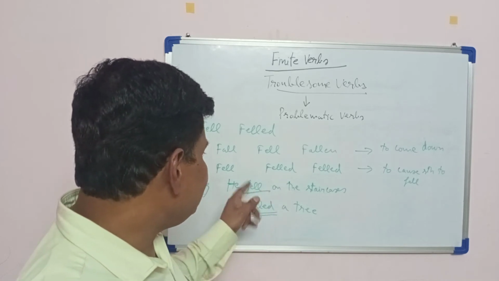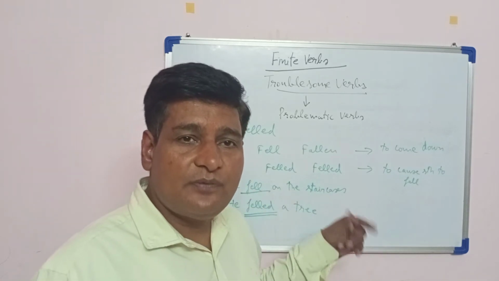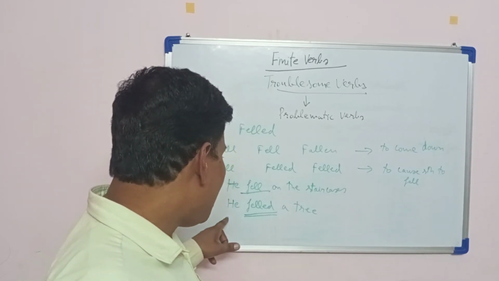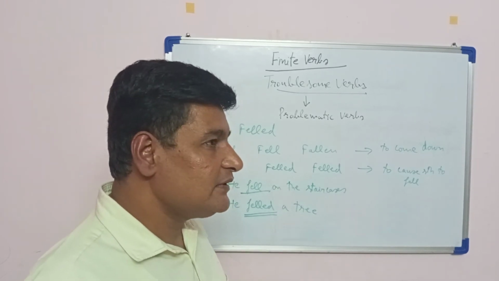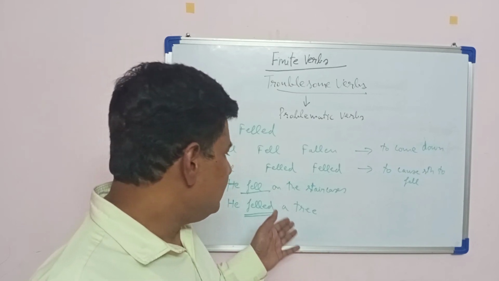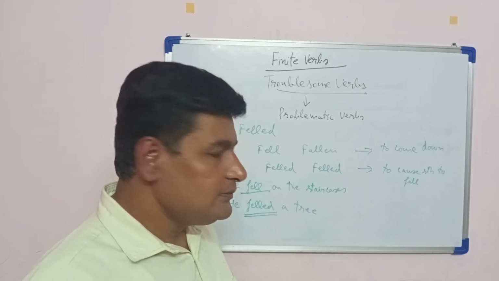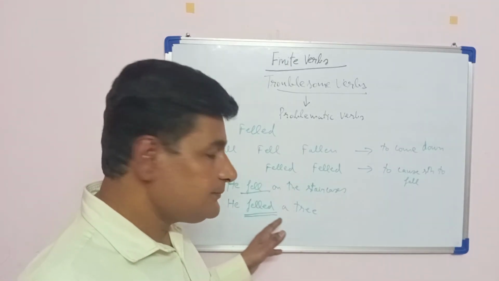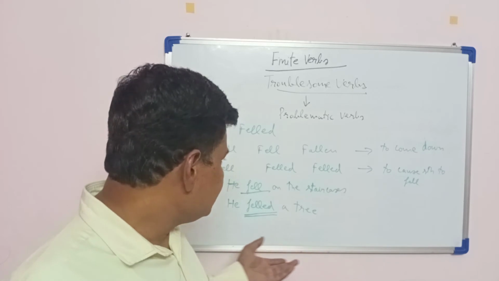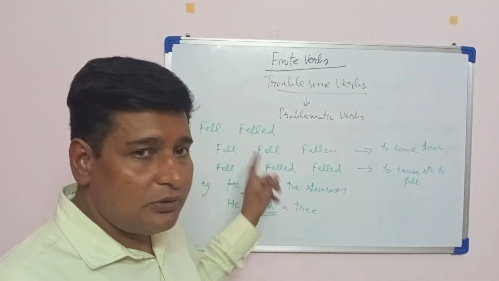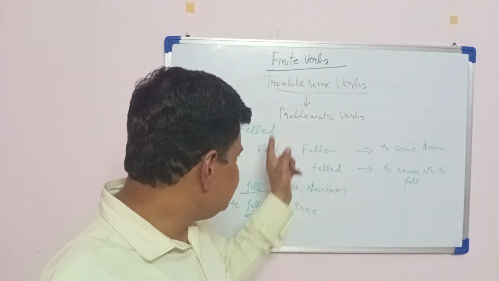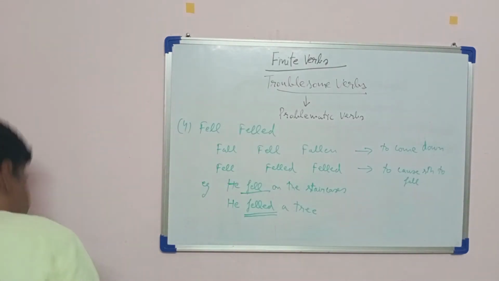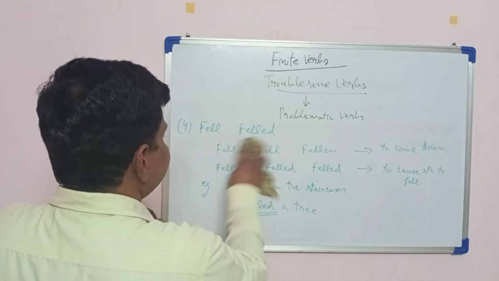So here it simply means that the person has fallen, the person has come down on the staircases, and he felled a tree means a tree was made to fall. A tree was made to fall. Somebody cut its trunk. So I hope you have understood the meaning of these two verbs. Let us see the next one.